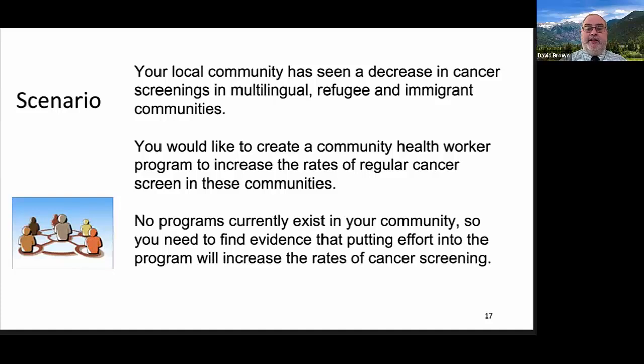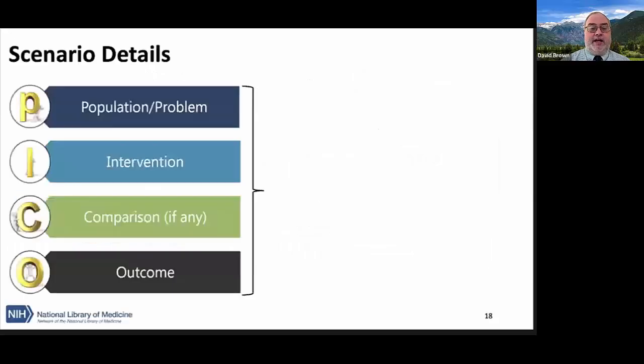Outcome could be cancer screenings. Yeah, that could also be, okay, your population's multilingual, community health workers, your intervention. Yeah, that's pretty good. You guys are on the right track here. So we'll break it down a little bit further. You guys are doing good here. Good.